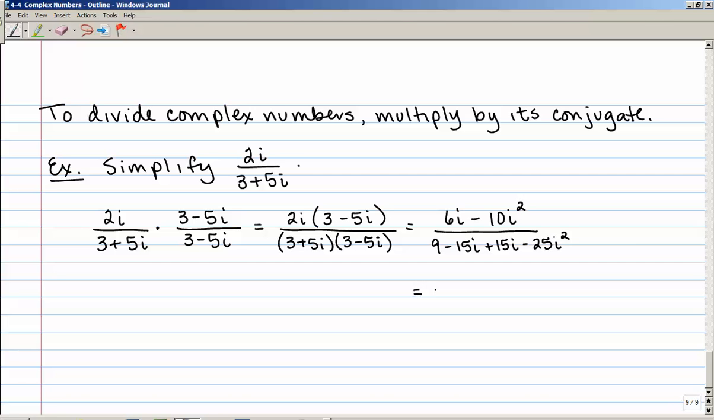So, cleaning that up a little bit more, it's going to give me 6i, and then remember this i squared is a negative 1, so that makes it plus 10 over, and on the bottom, which is why we multiply by the conjugate, these guys will cancel each other out. So I'm going to have a 9 minus, okay, so I have negative 25 times i squared, which is negative 1, which is going to give me a plus 25. So now I have 10 plus 6i, remember I want to write the real part first, followed by the imaginary, over 9 plus 25 is 34.